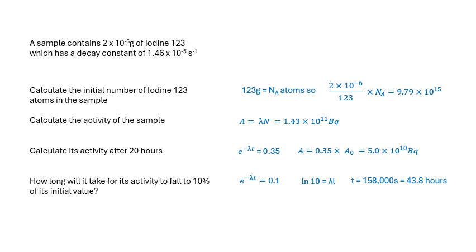And then to do the last bit there, you do A-level maths, you can take logs, can't you? So if e to the minus lambda t is 0.1, then e to the lambda t is 10, so log of 10 is lambda t, and then you get t in seconds, change it to hours, 43.8 hours. So to work out the time, you're going to have to take logs, remember that.